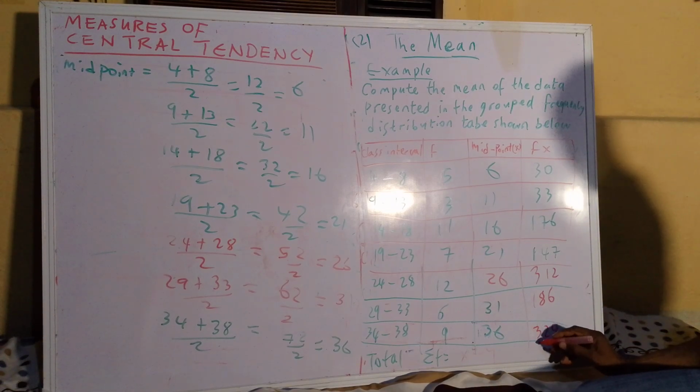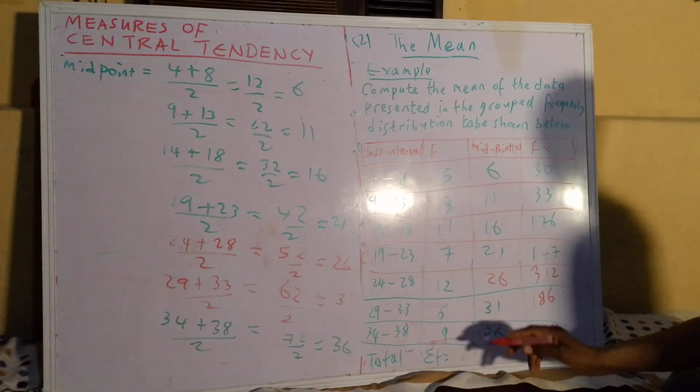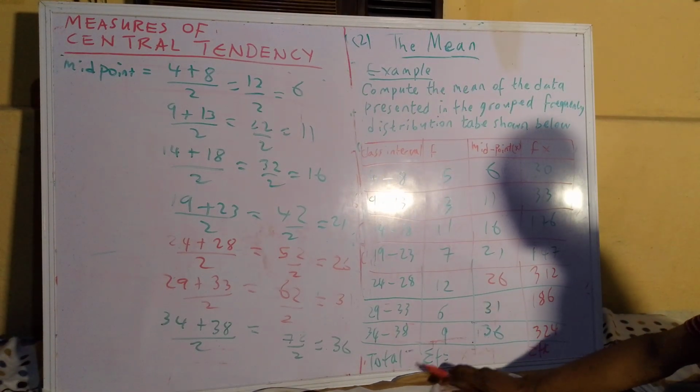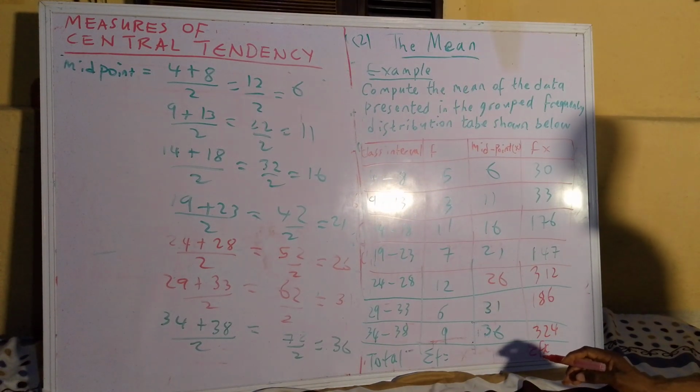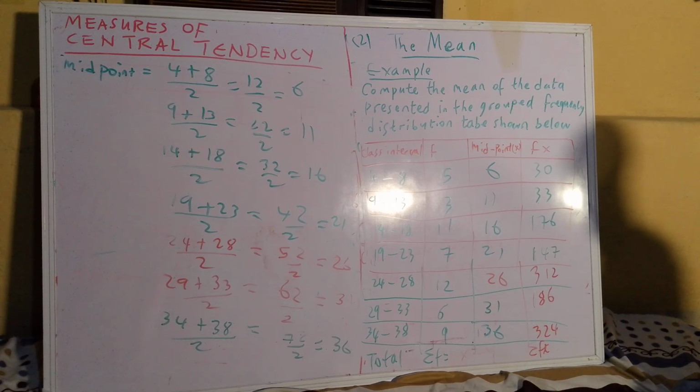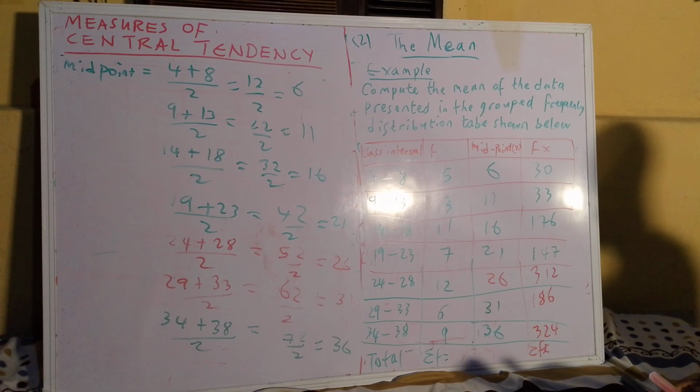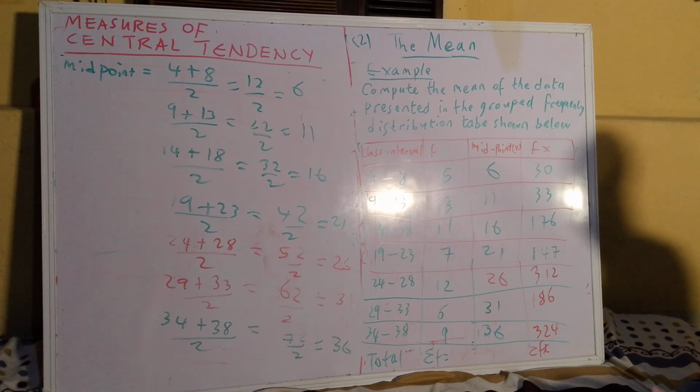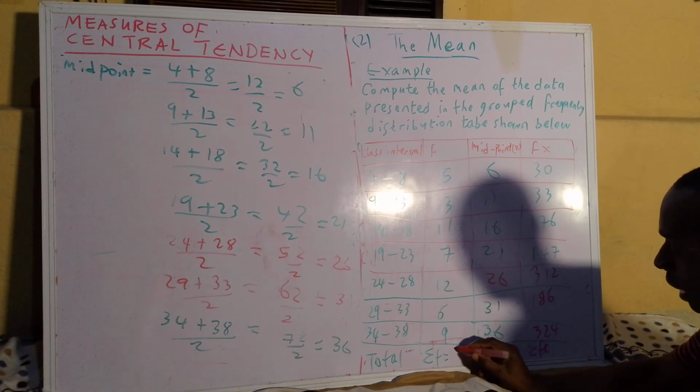You will now add everything together. That will give you your summation of f. I hope you can see it. So summation of f gives us what? You add everything together: 5 plus 3 plus 11 plus 7 plus 12 plus 6 plus 9. That gives us 53. So it's 53.